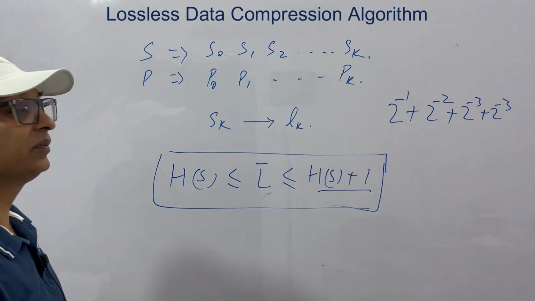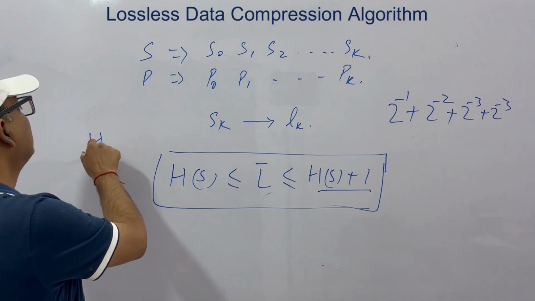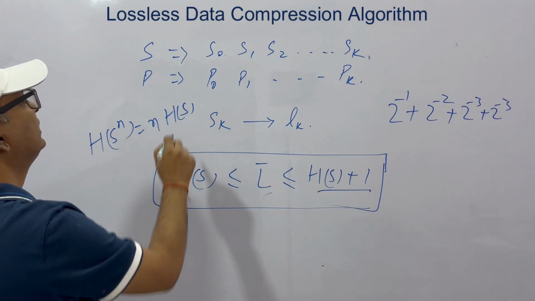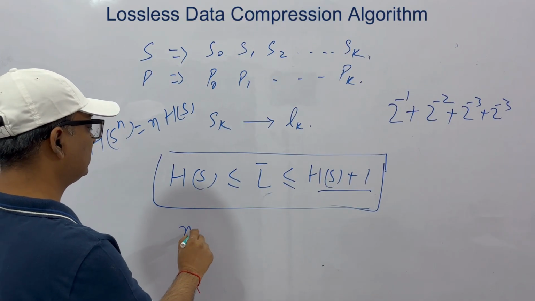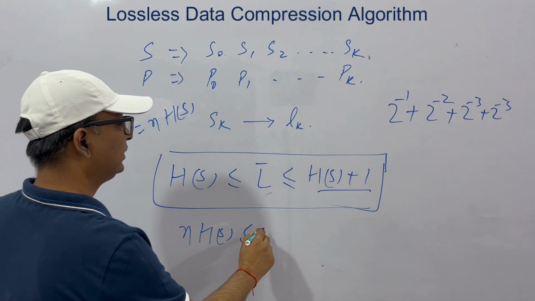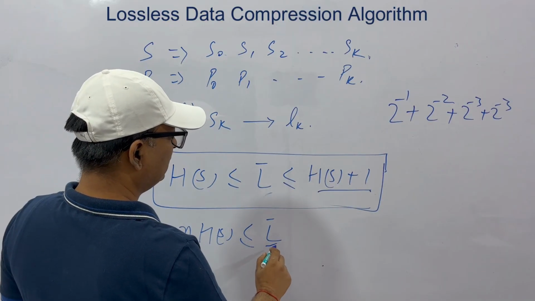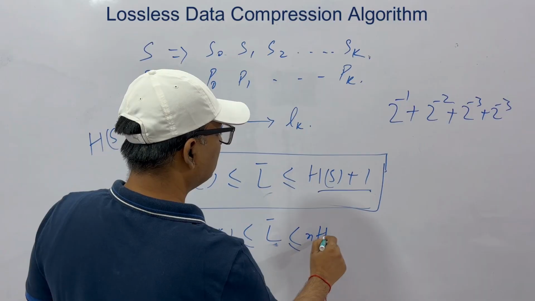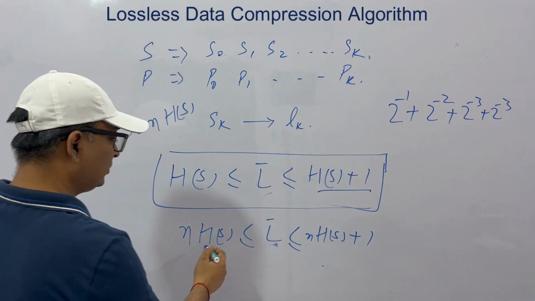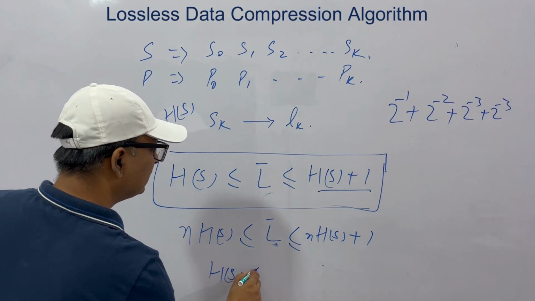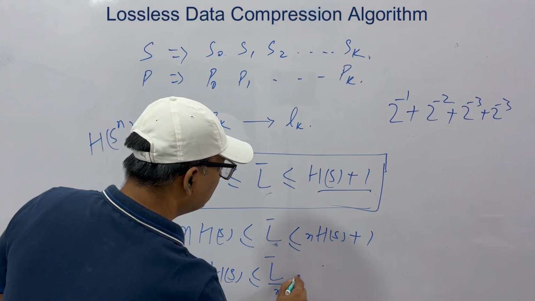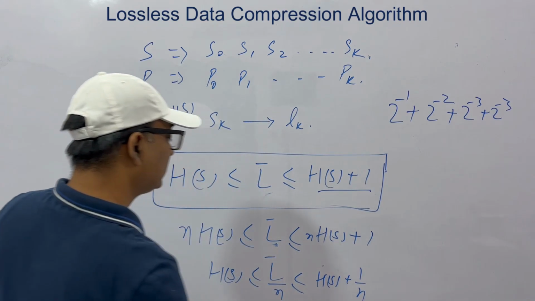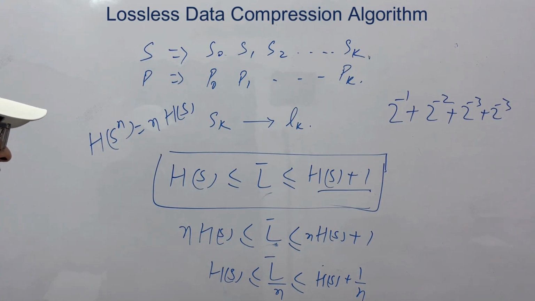And in the case of extended code, we saw that this was equal to NHS. We have seen this. So we can write NHS less than or equal to the extended code word length, which is less than NHS plus 1. Or you can write HS less than or equal to this divided by N, which is less than HS plus 1 by N. So this expression is also very important.